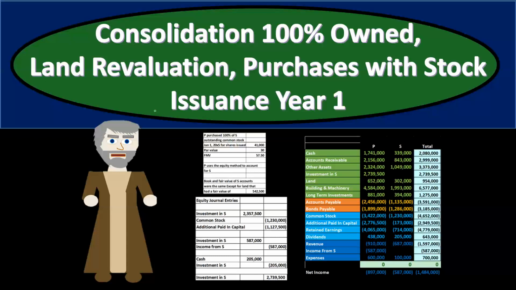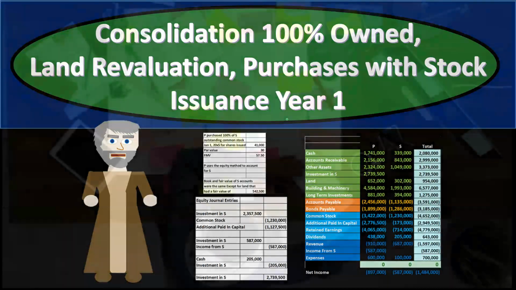Also note that we're going to be doing the consolidation as if it's 1 year later. So the purchase took place in January. We're going to say exactly 1 year later in December is when we're going to be doing the consolidation. Therefore, we will be dealing with those temporary accounts, those income statement accounts within the consolidation process.